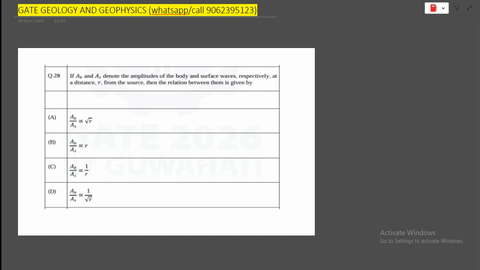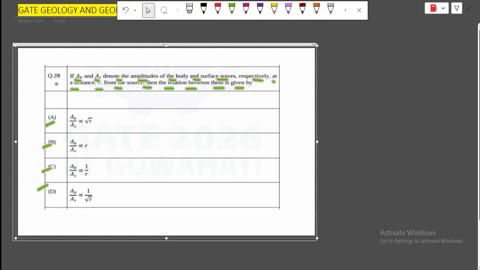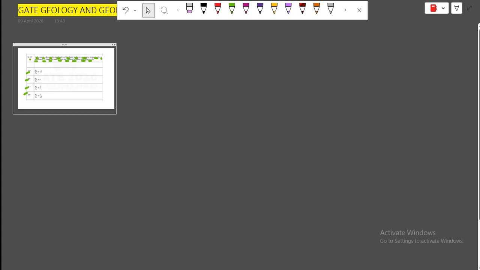So today we are looking at question number 28. Read the question first. If AB and AS denote the amplitudes of the body and surface waves respectively at a distance r from the source, then the relation between them is given by, there are four options and we have to calculate the best fit correct option for this question.